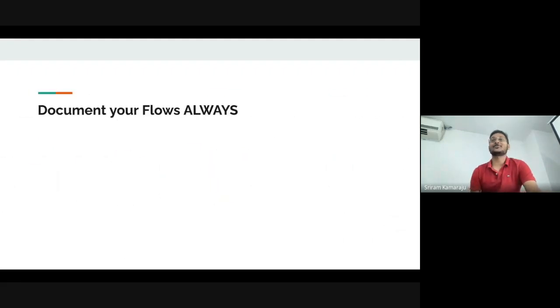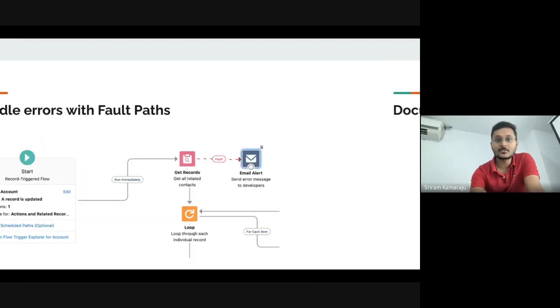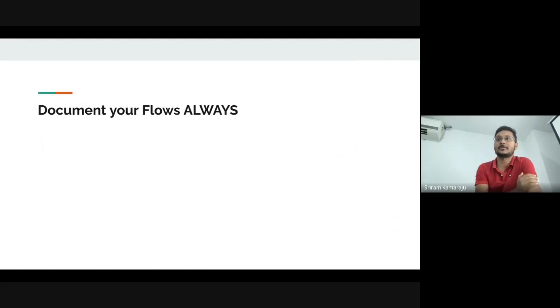So the next one is document your flows always. Suppose someone asks me, like Prashant asks me every time, what you did in this flow, and I would have already forgotten what I did there. So it's always a best practice to document your flow: what your flow does, and what things you are using in that flow. You can document all these things. Documenting is always the best practice, whatever the flow may be, either a small one or a big one.